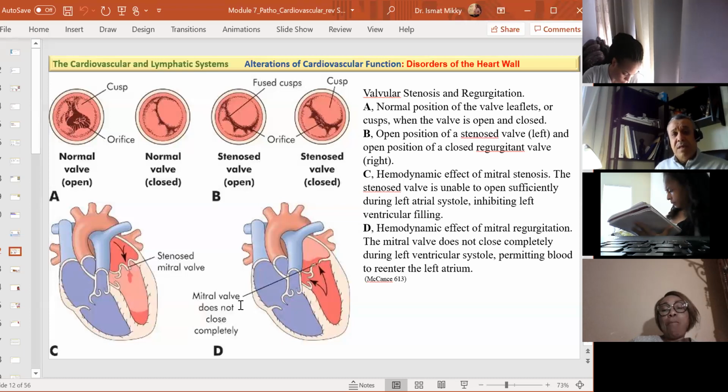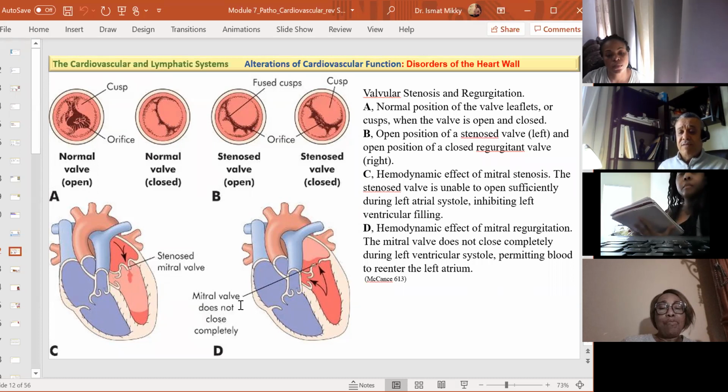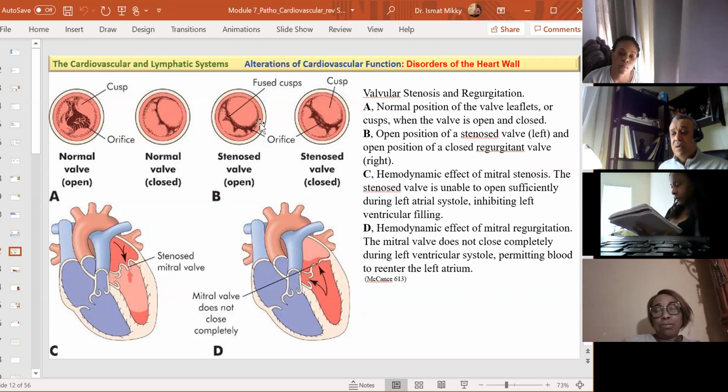So let's take a look at how the normal structure of the valve is different when it's stenosed. This is the normal valve when it's open, and now when it's closed. And now this is when it's stenosed. Stenosed when it's open. See how it's supposed to be open like this, but it's stenosed. And this is when it's stenosed during closure. See how it's different from the normal closure of the valve.